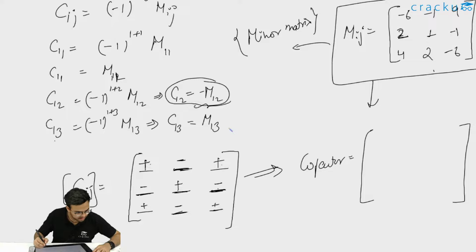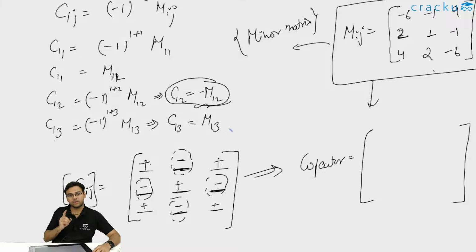As I mentioned earlier, I have to change the symbol of this element, this element and this element. For a 3 cross 3 matrix. Remember, for a 4 cross 4 matrix you have to calculate for which values the symbol will be changed and for which values the symbol will remain the same.